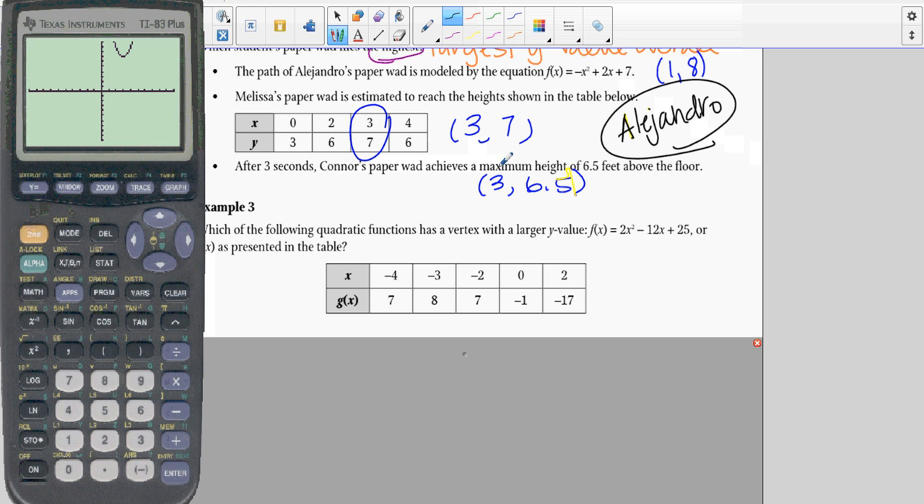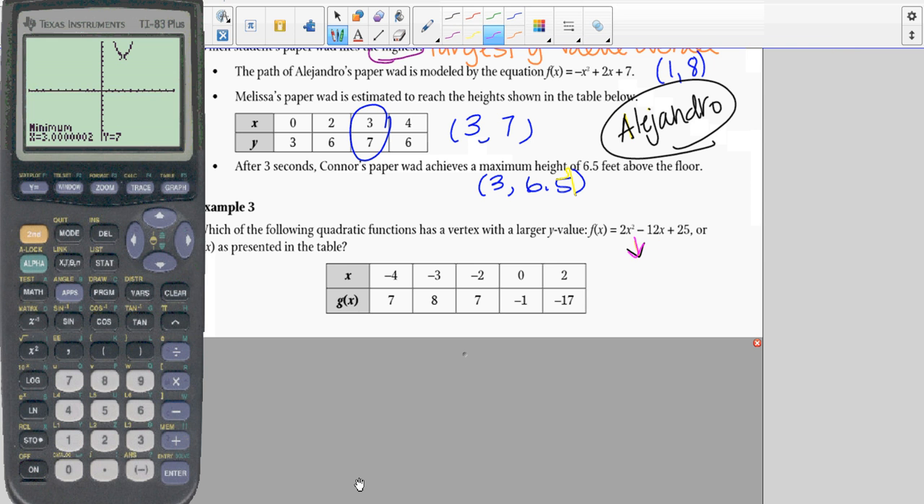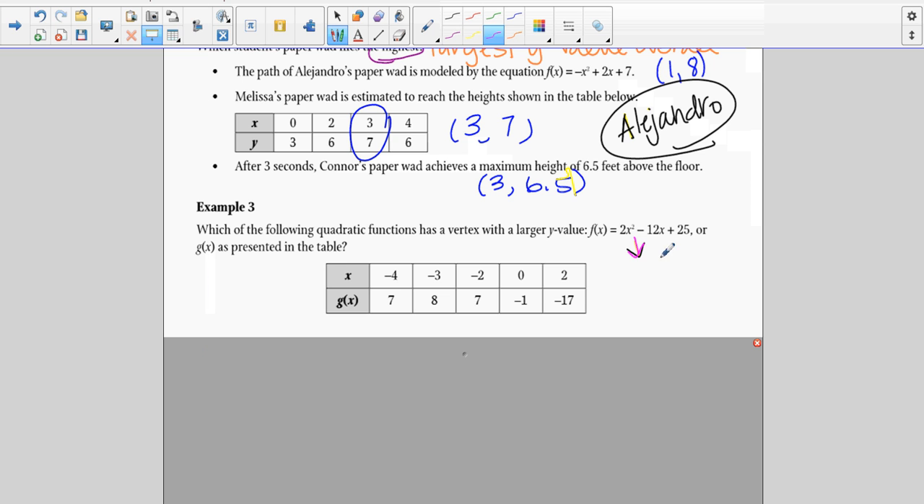Just graph it in my standard window and see if that's good enough. And it is. So here we have a minimum. So I'm going to calculate my minimum, my trace menu. So left bound, right bound, let's see. You gotta come down. There we are. Left. Go to the right of the vertex. You gotta give it that interval to look in. Hit enter. So the minimum value for f of x right here is 3, 7.